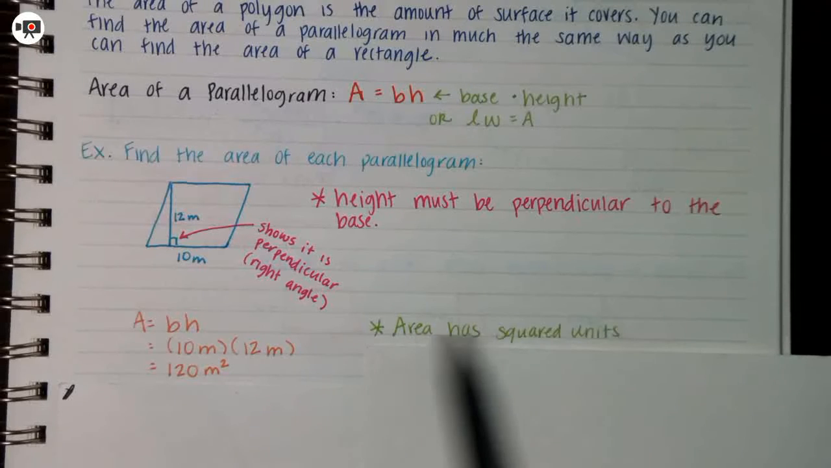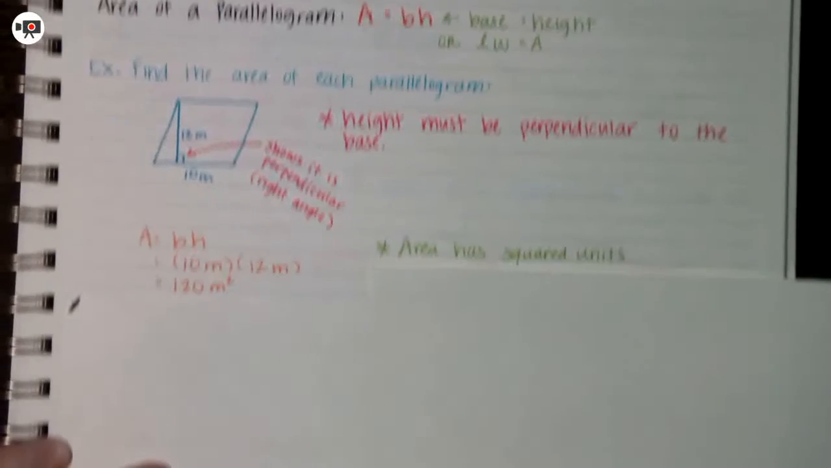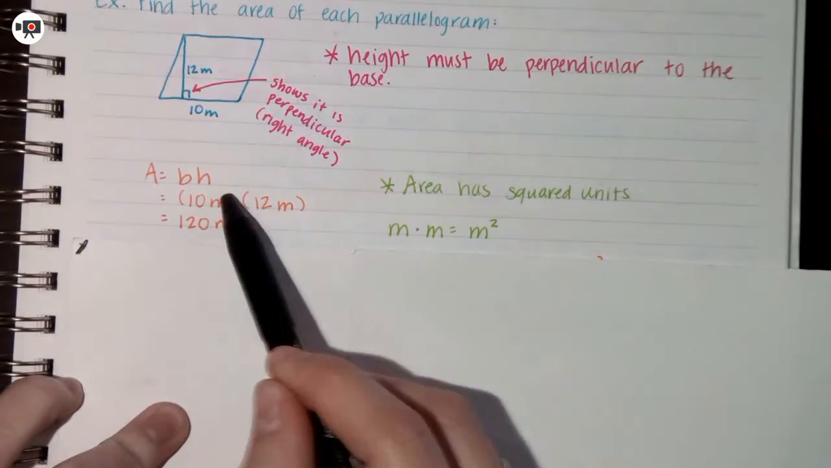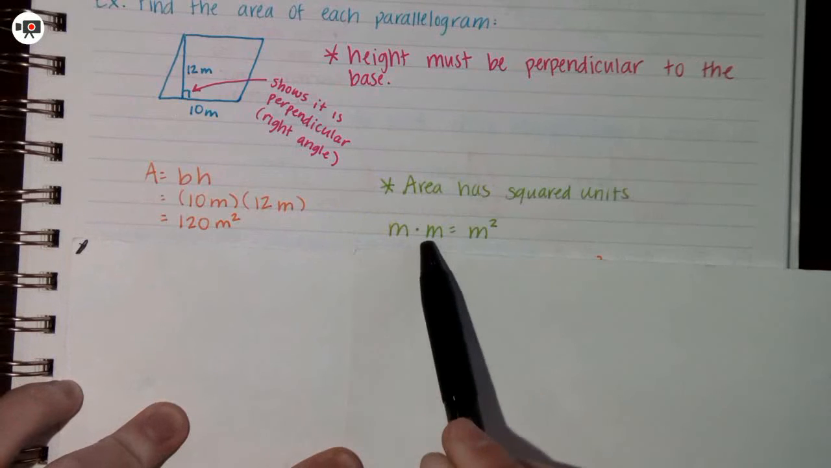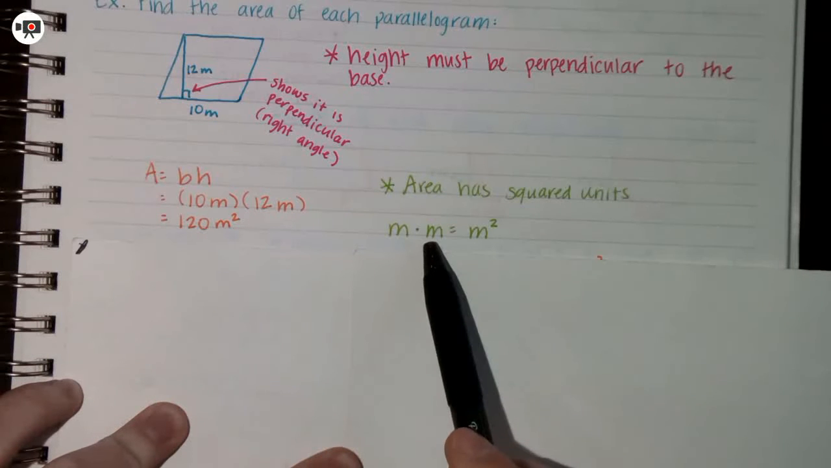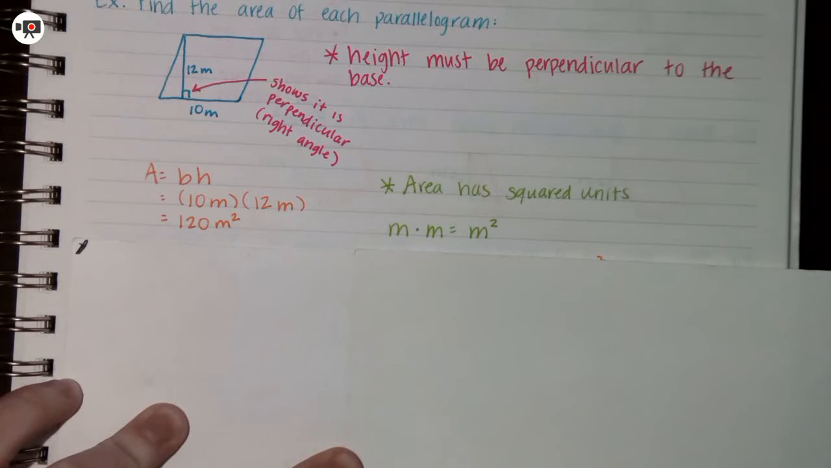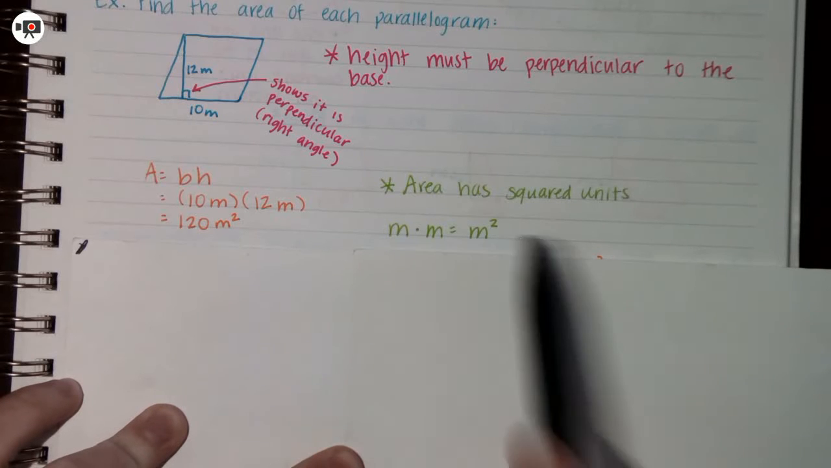The area has squared units. It has a little exponent here. So I get that because I have meters times meters, m times m, and anything multiplied by itself gets an exponent. And how many times is what the exponent is. So m times m is m squared.